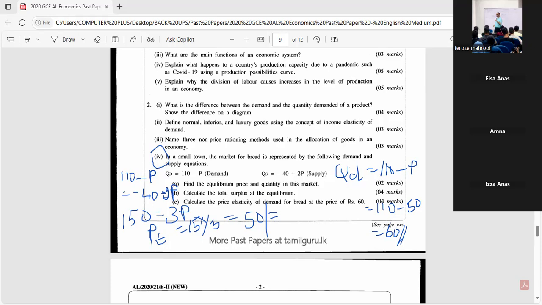Very simple question. Demand function 110 minus P, supply function minus 40 plus 2P. Move minus 40 to the left side, 150. Then minus P to the right side, 2P plus 1P, 3P. Therefore, equilibrium price 150 over 3 is 50. For equilibrium quantity, you are substituting 50 rupees in the demand function. So 110 minus P is equal to 60. That is okay, no?